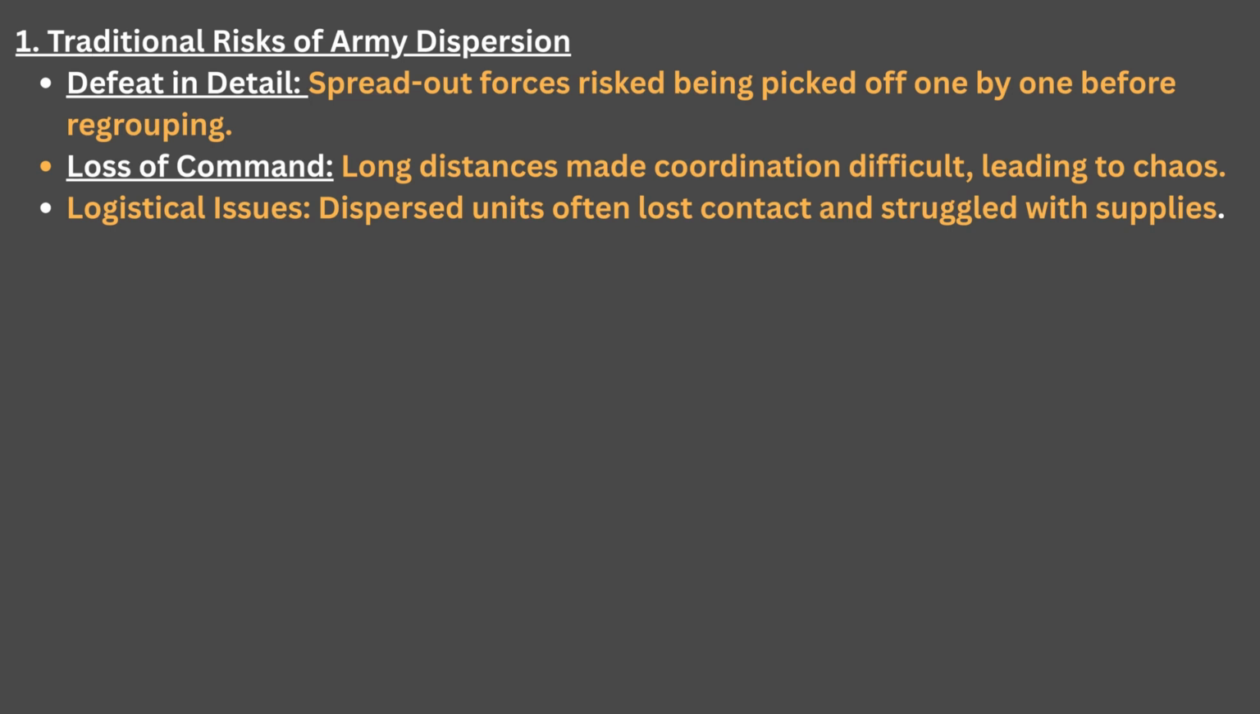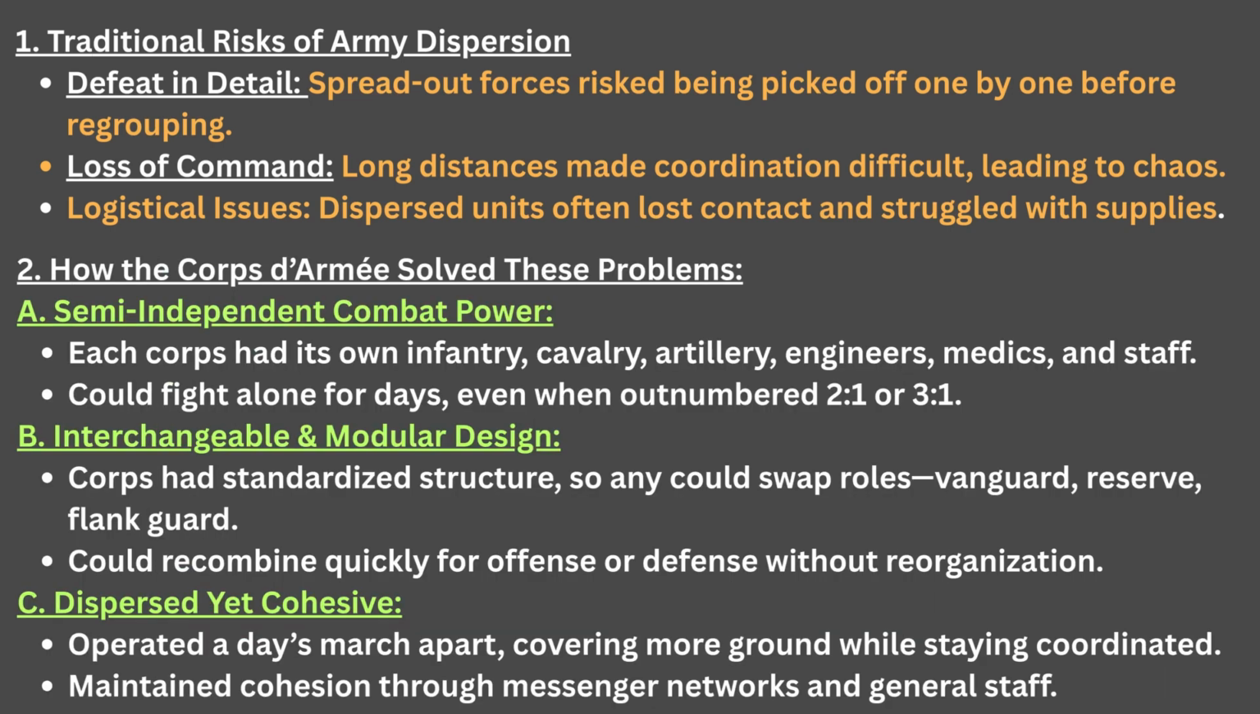2. How the Corps system solved this. Dosto, Napoleon flipped the script with his Corps d'Armée system. Let's see how it worked and why it was brilliant. A. Semi-independent combat power. Each corps had infantry, cavalry, artillery, engineers, medics, and its own staff. This meant each corps could fight on its own, even when outnumbered 2 to 1 or more, and still hold its ground for days.